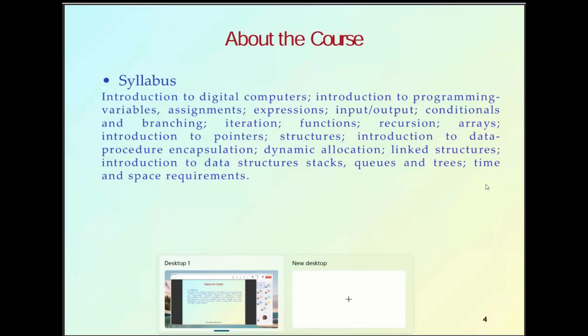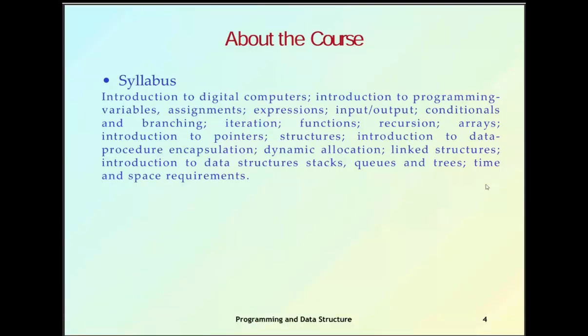We will talk about this in detail, and the course content is as follows. We will talk about variables, assignments, and expressions, and how we write complex expressions in C programming. Then we'll talk about conditions and branching. Then iterations, where we'll talk about different types of loops: for loop, while loop, do while loop. Then we'll talk about functions also.